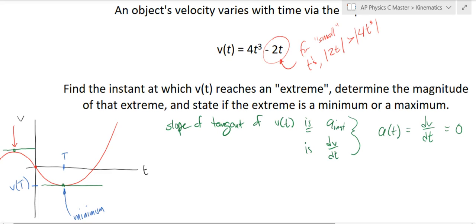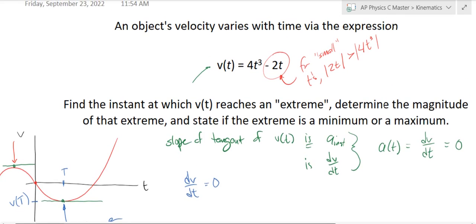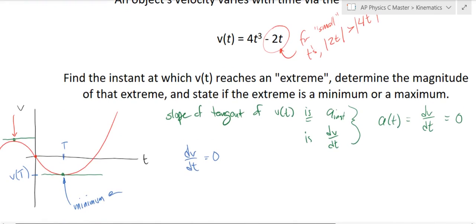Okay, so we have to use this fact and say, here is the function v as a function of t. When it has this minimum, that means the slope of the tangent equals 0. So we need to differentiate our velocity function with respect to time and set that function equal to 0.